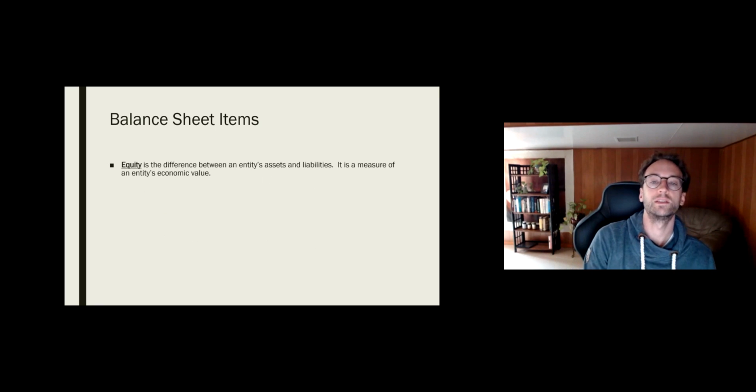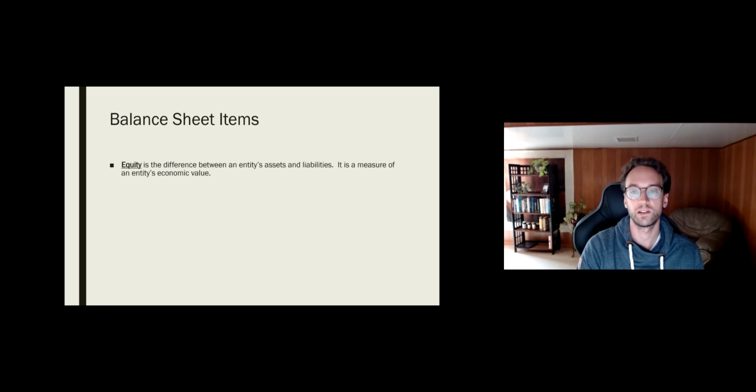Equity is just assets minus liabilities. The basic accounting equation is assets equals liabilities plus equity, so we can rearrange. Equity is the difference between an entity's assets and liabilities. Equity is a measure of an entity's economic value.